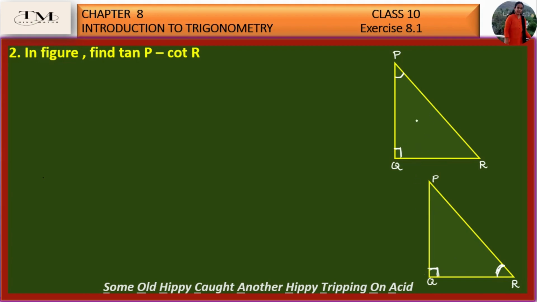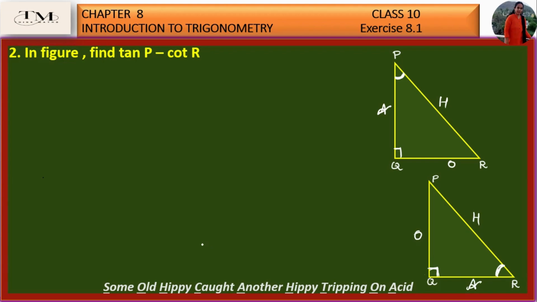This means opposite to 90 degree is hypotenuse. Opposite to angle P is QR. So this is the opposite side and this is adjacent. If we take angle R, opposite to R is PQ. Opposite to 90 degree is PR, so this is the hypotenuse side and this is the adjacent side.